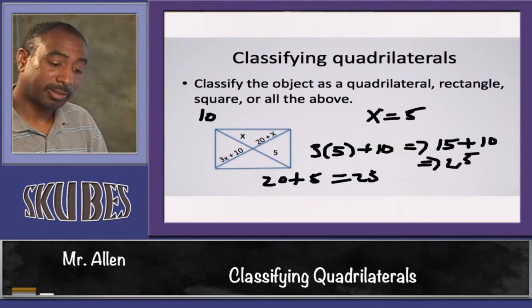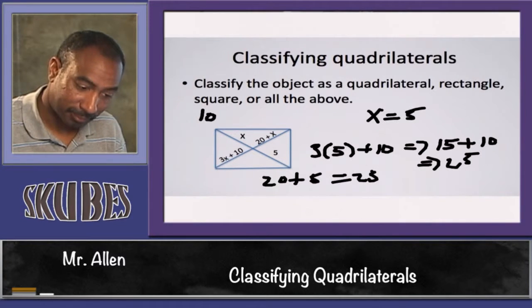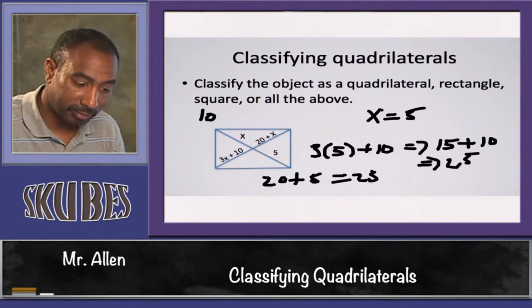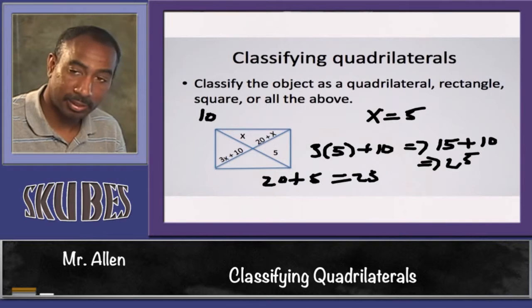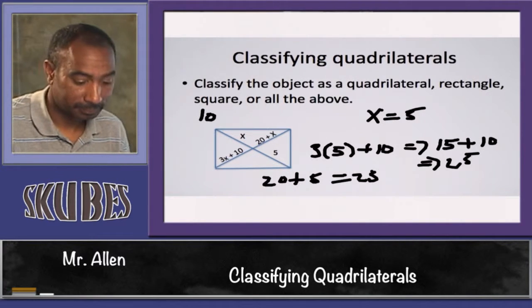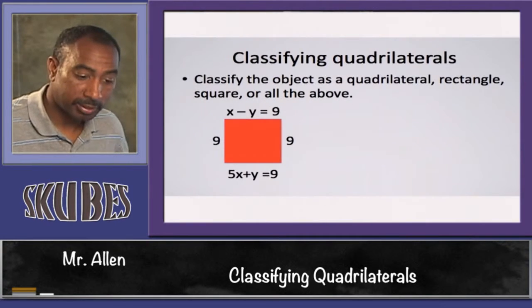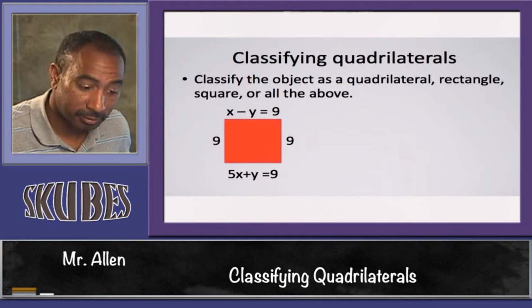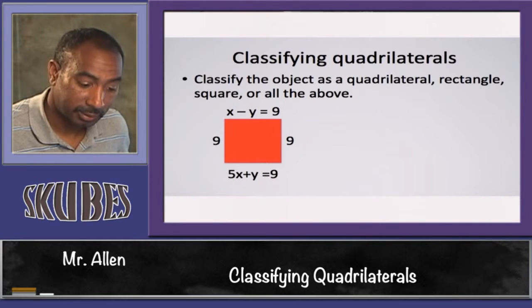But the diagonals aren't equal, right? Because I have a length of 50 here, and I have a length of 10. So it's definitely not a rectangle or a square.